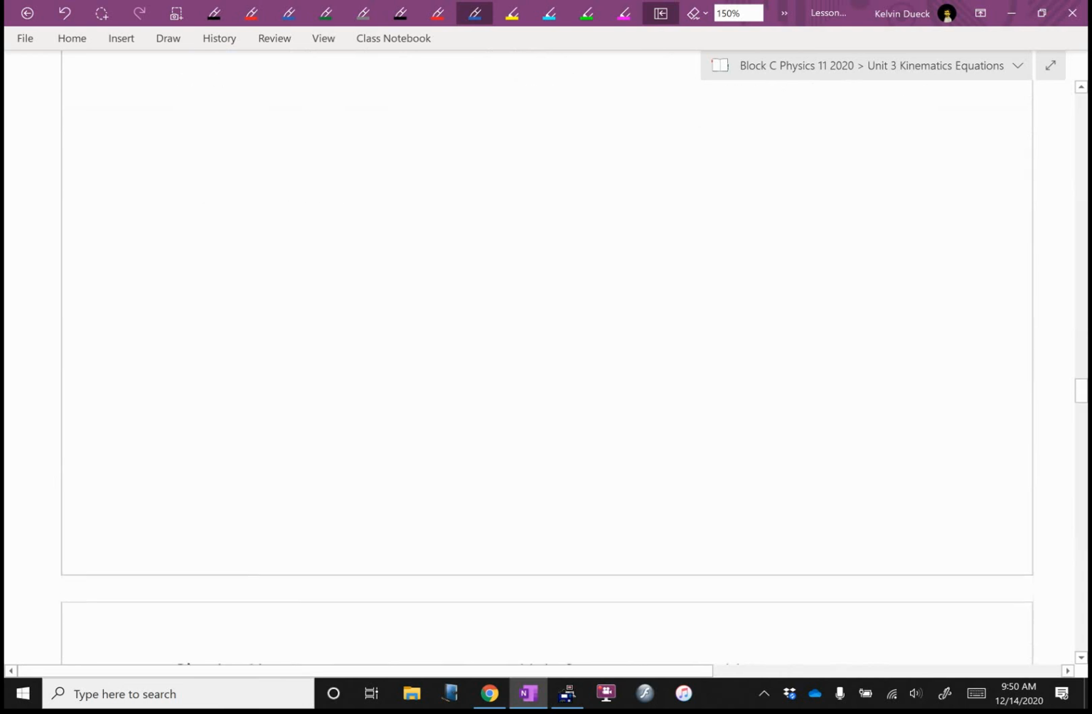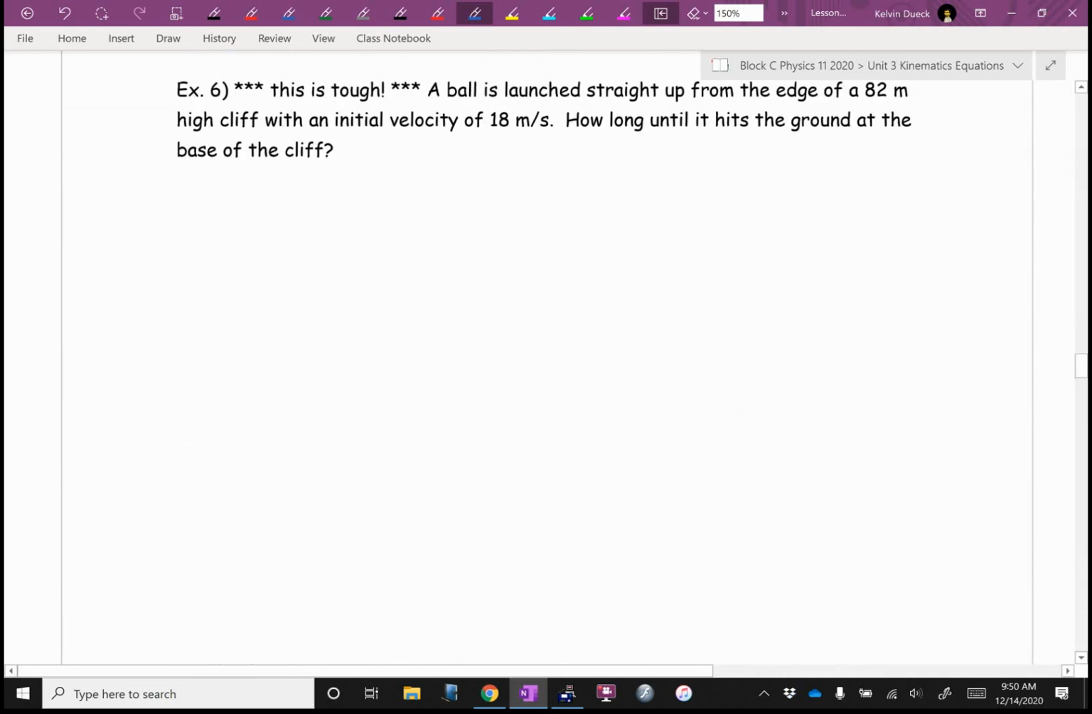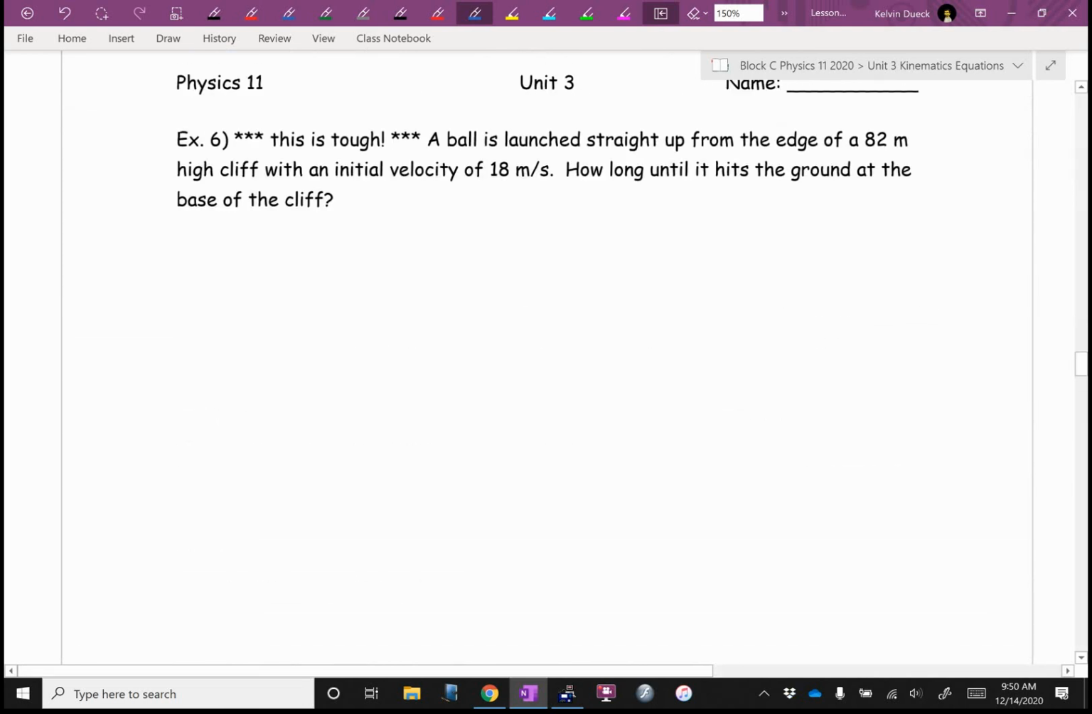Example 6. I think, is this our last one, or do I have one more? Nope. 2 more. Example 6 is tough. I like example 6. Example 6 is a nice question. I'll tell you what I'm going to do. Example 6 is tough enough. It's multi-step.